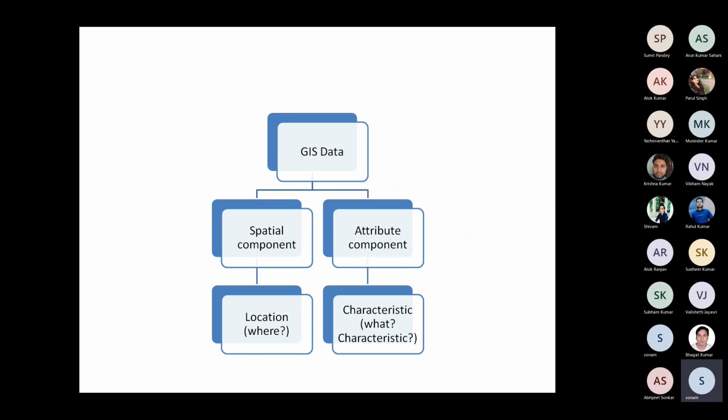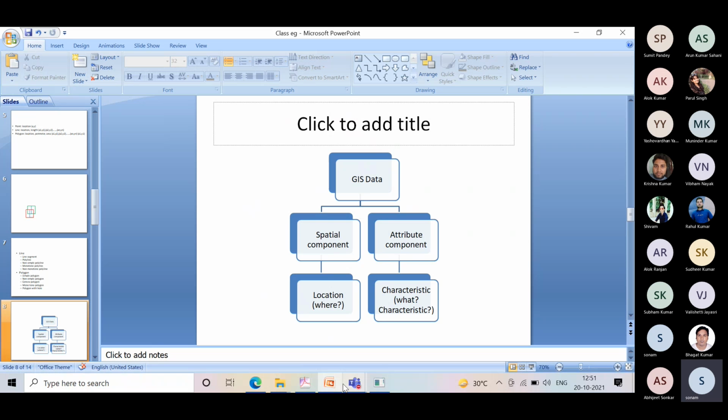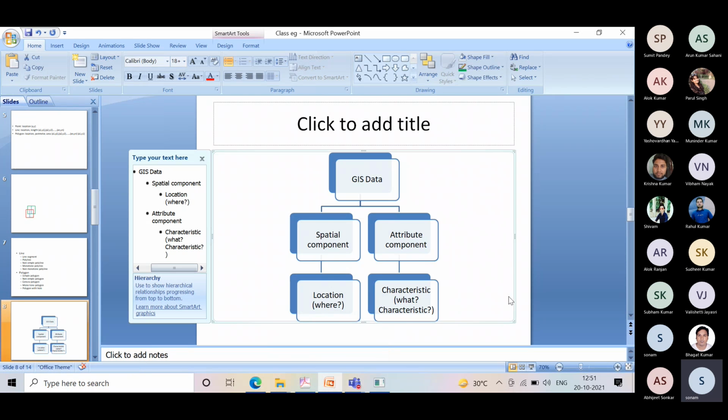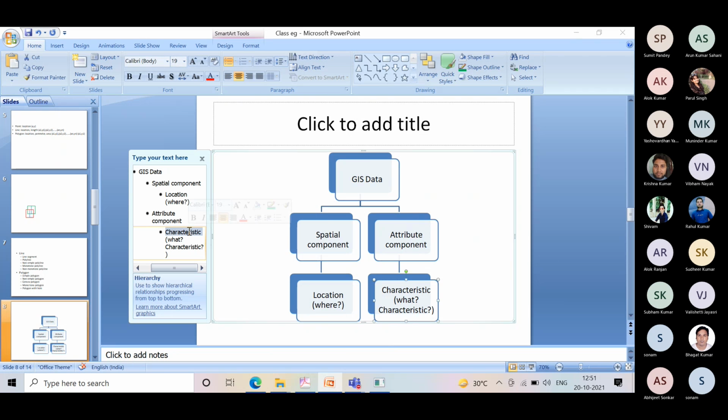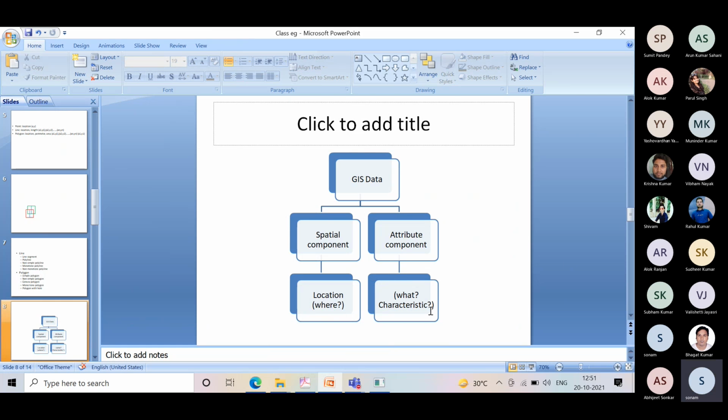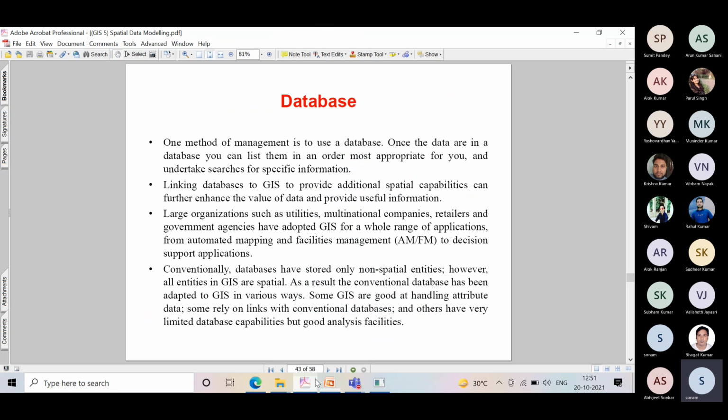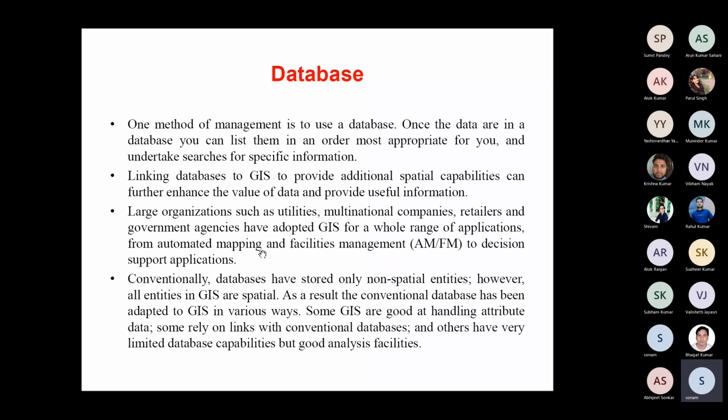This attribute will give you the characteristic information of the data. How is this attribute created? It is created with the help of a database. So that's why we are learning this topic of database over here. First we will take some examples: what is a database, why there is a need for a database, and other things. First of all, about data.